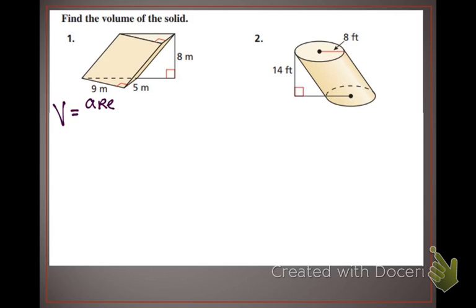So volume equals the area of the base times the height of the object. If you're drawing these, you'll draw two triangles, kind of angled away from each other. So what kind of prism is this going to be? Triangular. In specific, what kind of triangle? A right triangle.